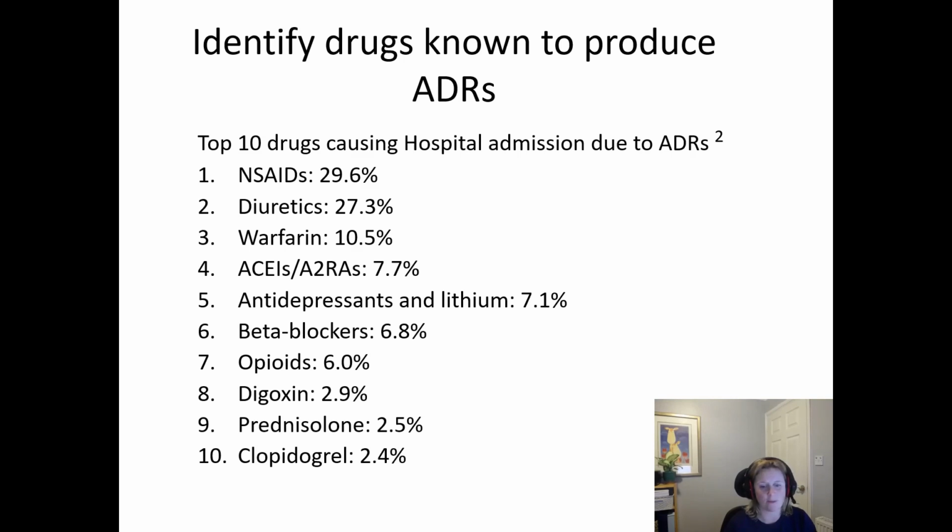Prednisolone, so patients that are on long-term steroids are at increased risk of being immunocompromised. They're at increased risk of developing diabetes, glaucoma, changes in their blood sugars, changes in their blood pressure. And clopidogrel also affects the patient's blood clotting, so again increases the risk of a patient bleeding or bruising.